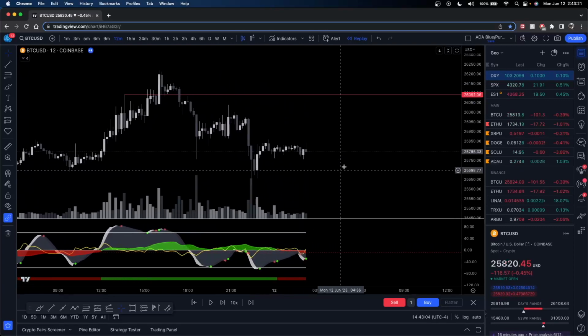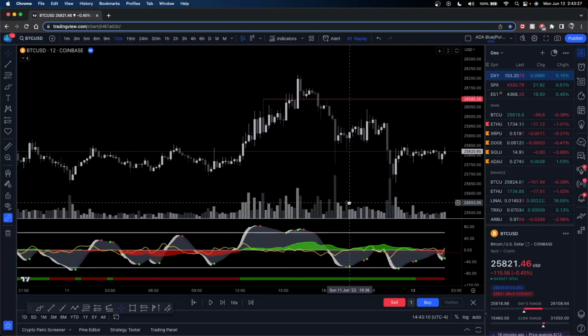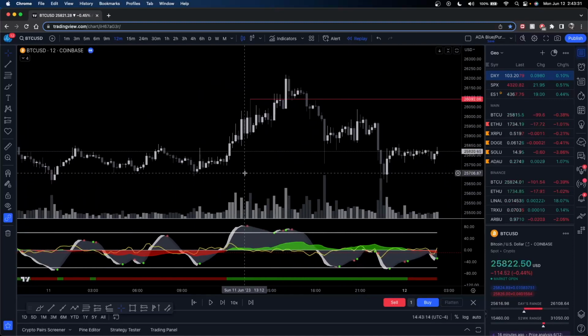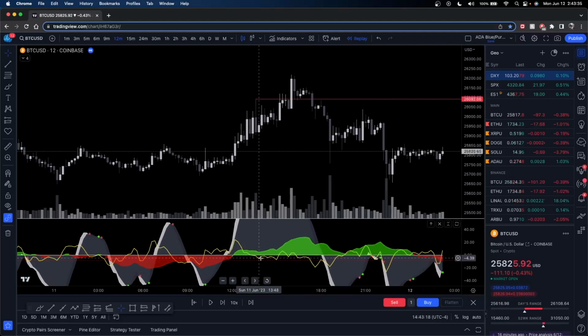And the most powerful divergences that you can spot are the ones where multiple things are diverging. So let's go back to this example. Let's look at our VWAP. Was VWAP diverging? Remember, VWAP is this yellow line here. I don't think it was.